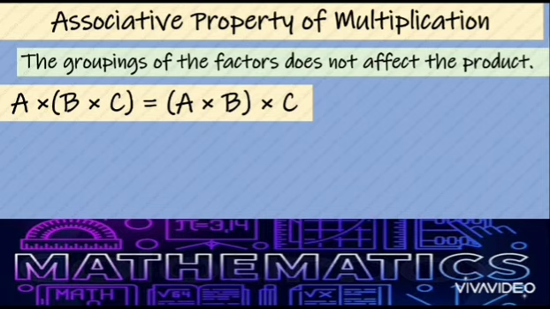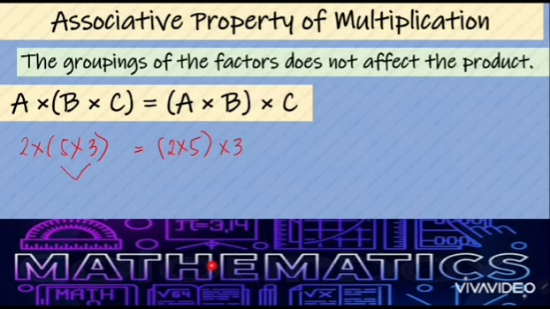Another property is the associative property of multiplication. The groupings of the factors does not affect the product. So ito din, kahit nagpalit sila ng kagrupo, parehas pa rin yung ating sagot. Halimbawa, 2 times 5 times 3. This is also equal to, kapag nagpalit sila ng group, naging magkagrupo naman si 2 times 5 times 3, same pa rin yung sagot niyan.